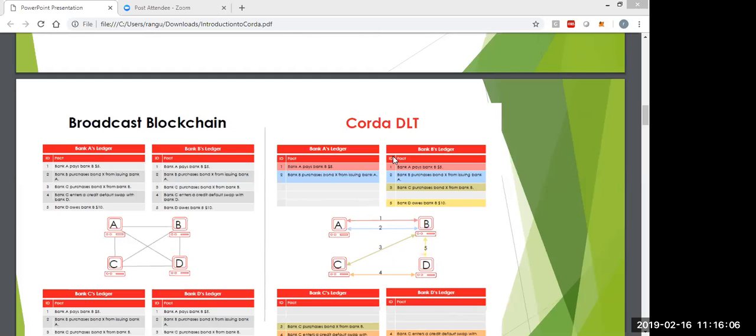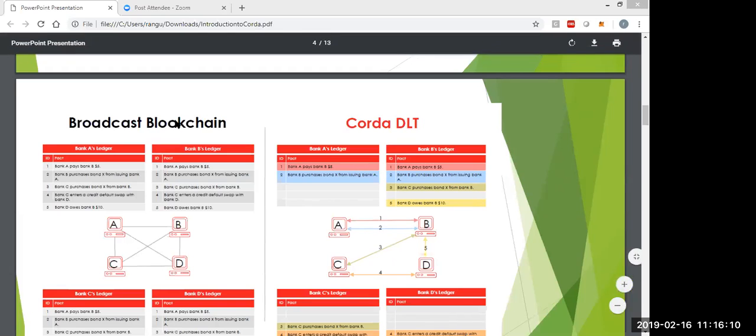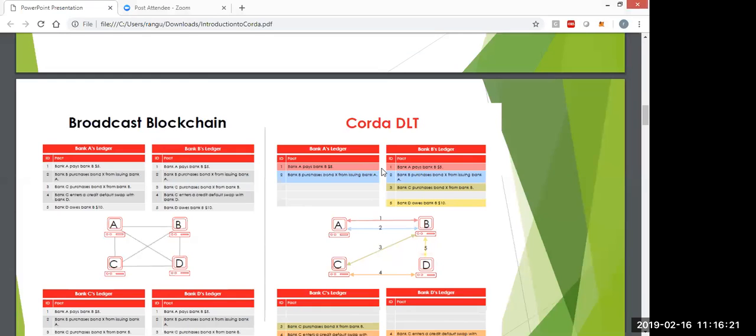So I'll just pause here and make you understand how blockchain and Corda differ. I'm not taking any more questions now.